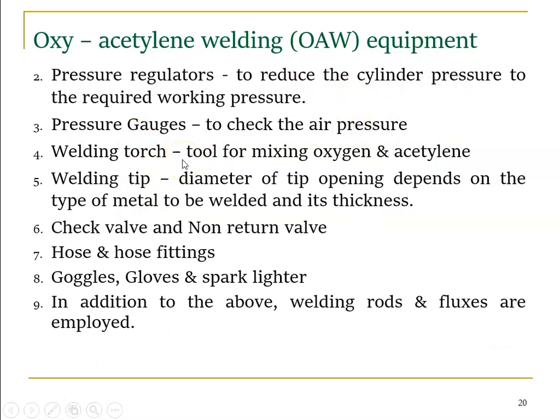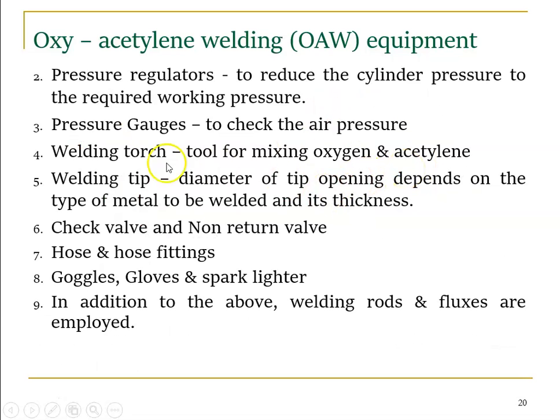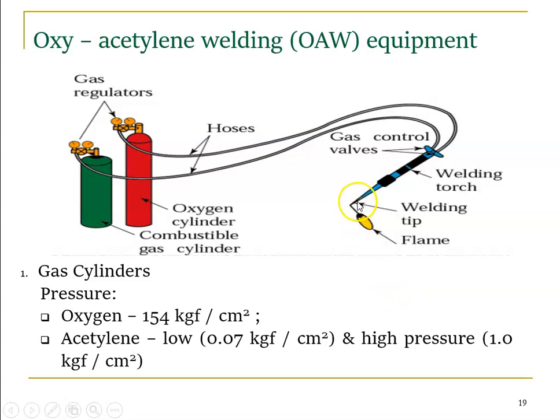Welding torch is a tool for mixing oxygen and acetylene. So this is a welding torch. The two gases come in different hoses and are mixed here. The welding torch is the mixing zone. Then the welding tip: the diameter of the tip opening depends on the type of metal to be welded and its thickness. If the gases are mixed, it will create the flame. The flame exits with the help of the welding tip, right?